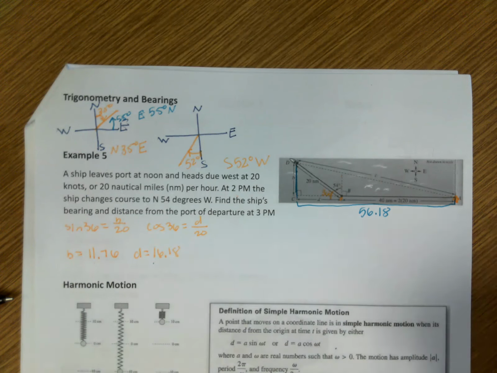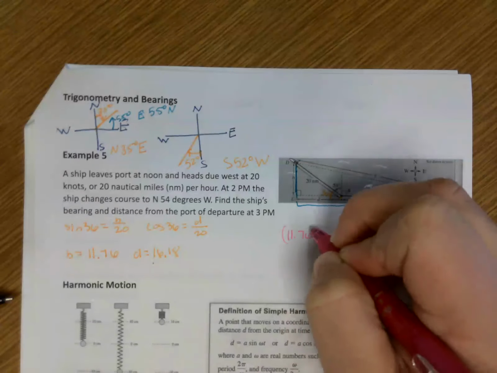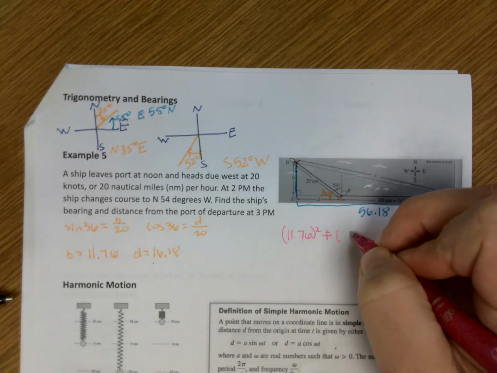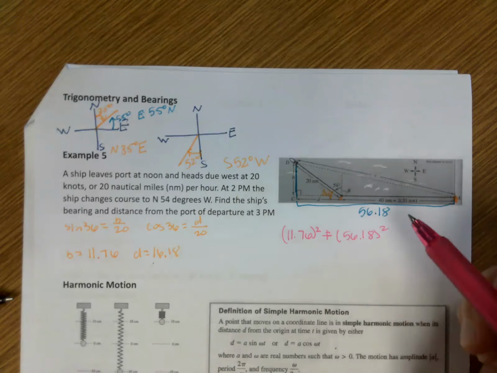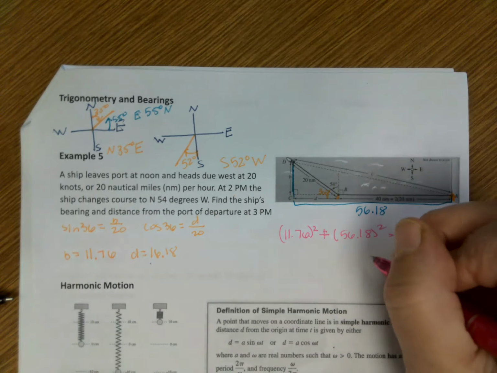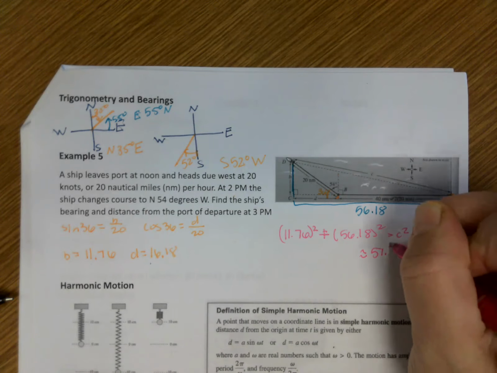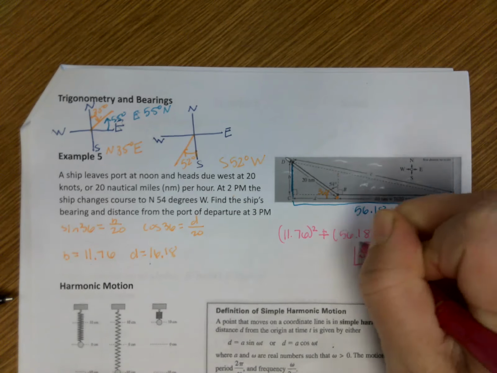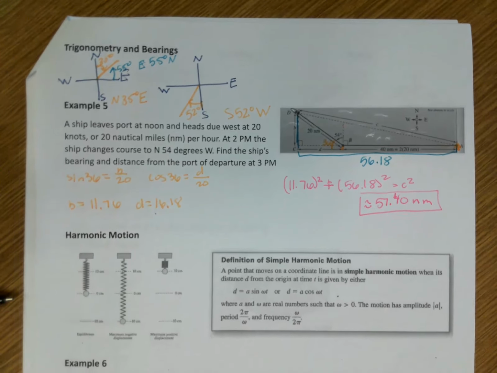So now in that right triangle, what we can do is a squared plus b squared equals c squared. So again, we're not using a, b, and c, so this would be plus to figure out what our actual c length is. So pause the video and figure that out. And you would get roughly about 57 nautical miles away. And last but not least, we have harmonic motion.